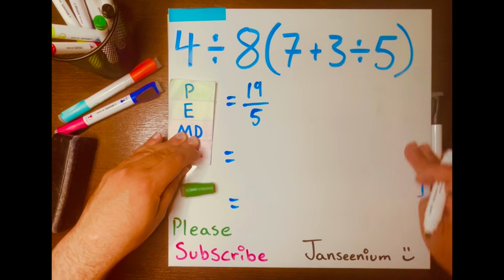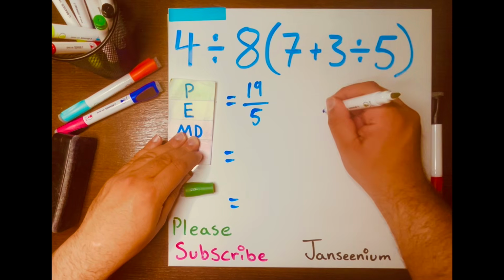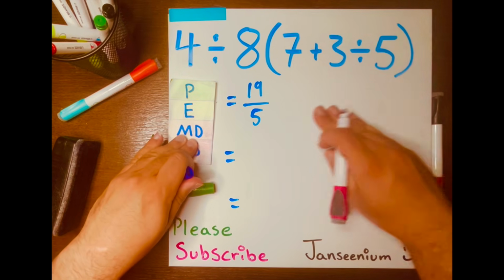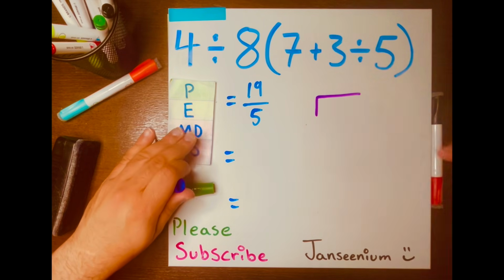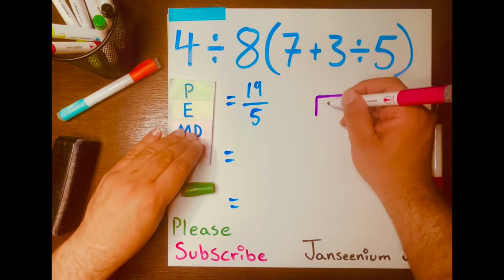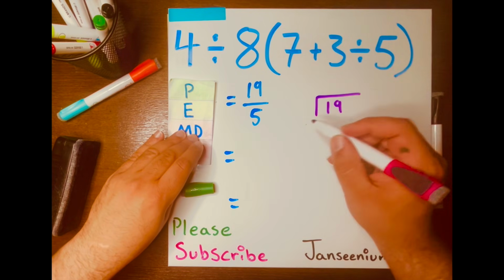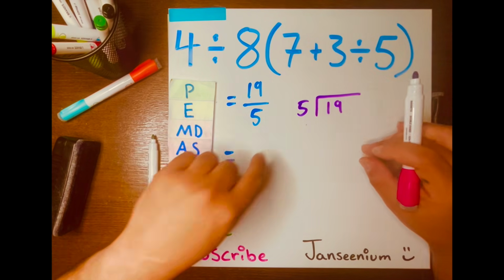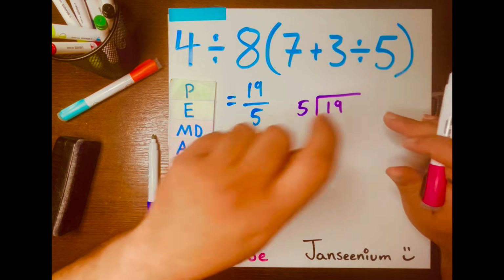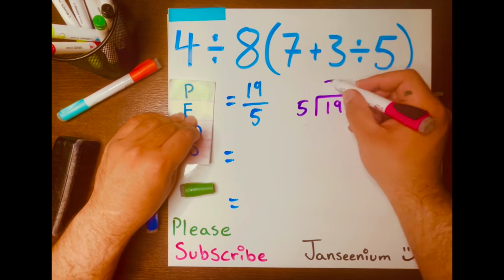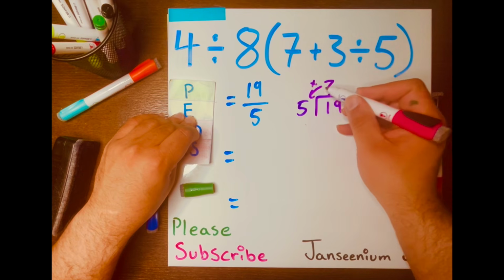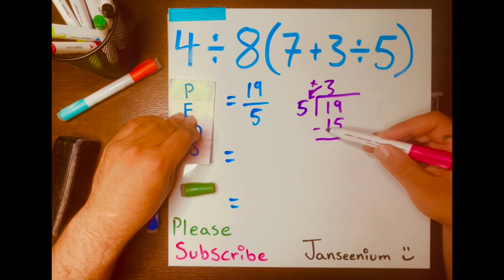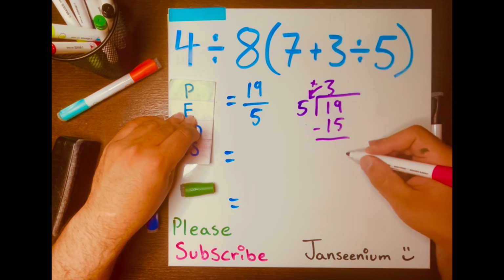So here's the long division symbol. And I want to use a different color. Let's use purple. I like purple. Okay, here's purple. And so the 19 goes inside the long division symbol. That is called the dividend. And the 5 goes outside the long division symbol. That is called the divisor. So how many times can 5 fit into 19? 3 times. And then 3 times 5 is 15. And then we subtract 19 minus 15 is 4.